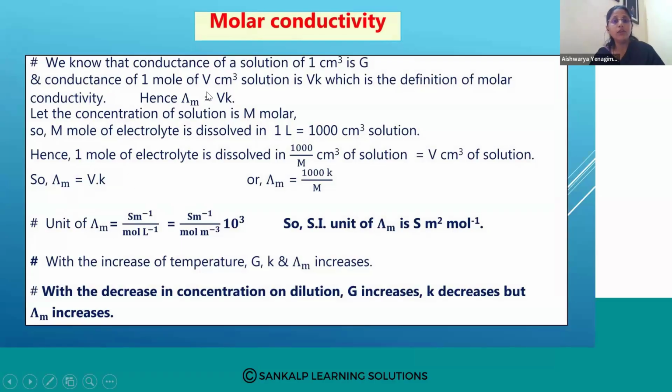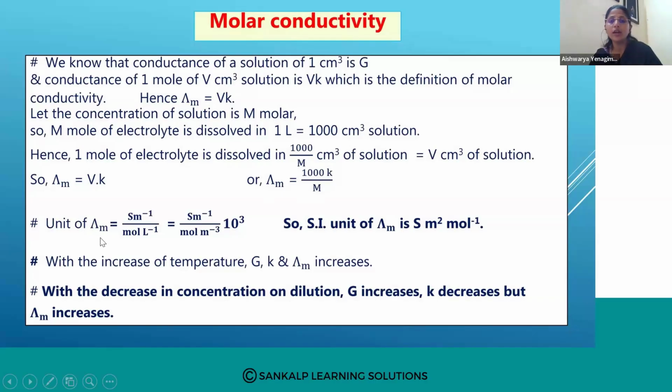Okay, fine. So here you can see all the things are being given. We know that conductance of 1 cc of solution is G, and conductance of V cc of solution is V kappa, which is the definition of molar conductance. So molar conductance is V into kappa. Let the concentration of the solution be M molar. So M moles of electrolyte are dissolved in 1 liter, that is 1000 cc of the solution. Hence 1 mole of electrolyte is dissolved in 1000 by M cc of the solution, which is V cc. Or molar conductivity is equal to 1000 K by M. This was what we have seen in the previous slide.